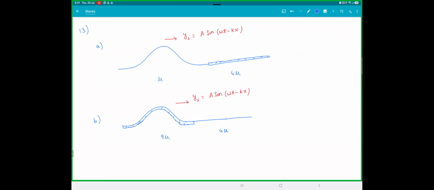Find the equation of the transmitted and the reflected wave. That's it. If they ask you for the equation, that is the ultimate thing. Like everything will come. Find the equation of the reflected and the transmitted wave.